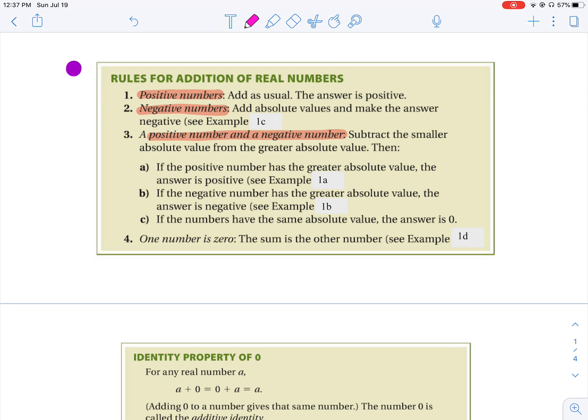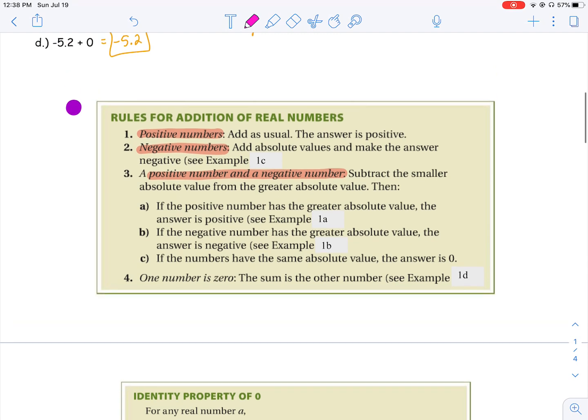Some of the rules are: if you're adding two positive numbers together, we add as usual, and our answer is positive. We take a positive number, add another positive number, and we just get a bigger positive number. Or if we have two negative numbers and we're adding them, then we add the two absolute values together, and our answer is just a bigger negative.